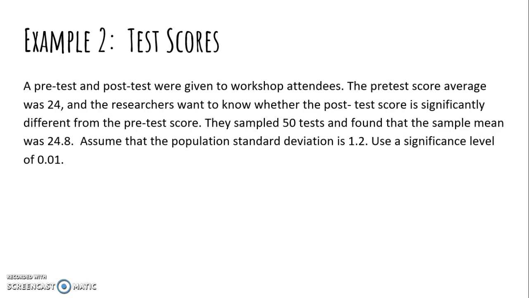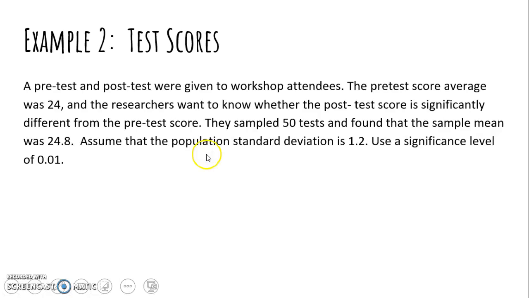Okay, so this is example 2. A pretest and post-test were given to workshop attendees. The pretest score average was 24, and the researchers want to know whether the post-test score is significantly different from the pretest score. They sampled 50 tests and found that the sample mean was 24.8. Assume the population standard deviation is 1.2. Use a significance level of 0.01. Why don't you try this one and pause the video and then come back and I'll go through the answer.